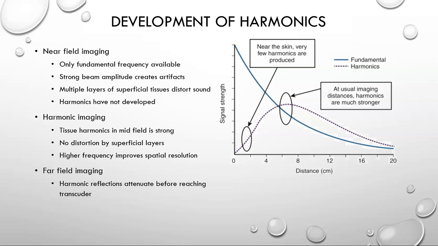When we think of harmonics in the near field, we don't utilize it generally for imaging because the only frequency available is the fundamental frequency. The harmonics have not developed yet. In the midfield, we can utilize harmonic imaging because the harmonics developed and the returned echo is still strong. There's been no distortion by superficial layers, and so we get good spatial resolution with our harmonic imaging. In the far field, we don't utilize harmonics generally because the harmonic signal, which is twice the frequency of the fundamental signal, is absorbed by the tissues much more rapidly and attenuated, and so we don't get the signal back to the transducer.